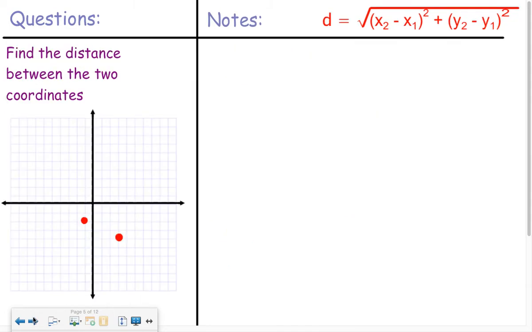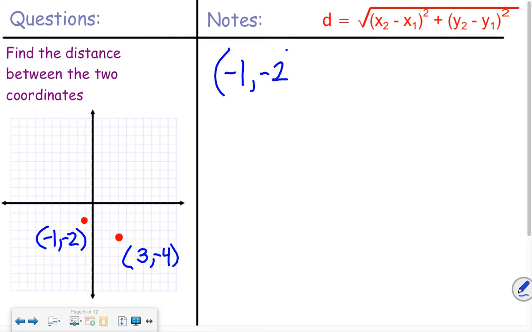Find the distance between the two coordinate points. So now we have a graph. We are going to write the ordered pairs down for both of these points. So we have (-1, -2) and we have (3, -4). So I'm going to write both of those ordered pairs down at the top here. (-1, -2) and (3, -4). So I'm going to do the same process now as I did in the last problem.